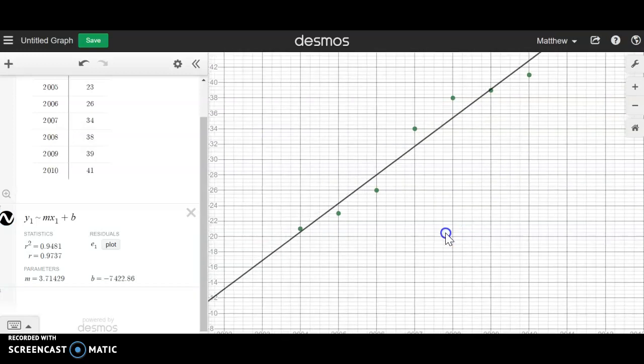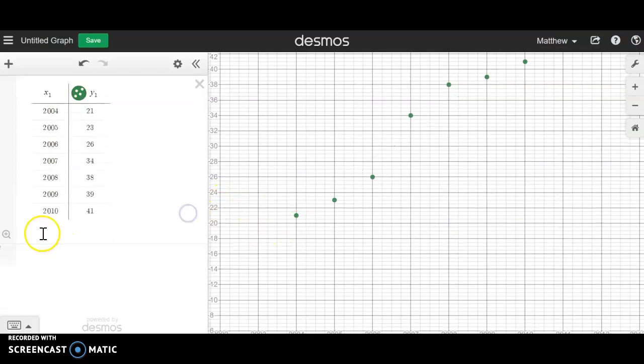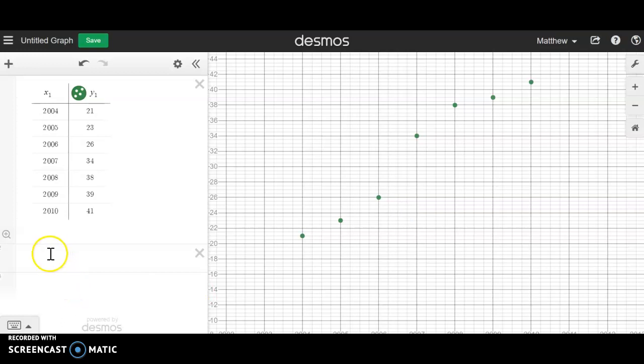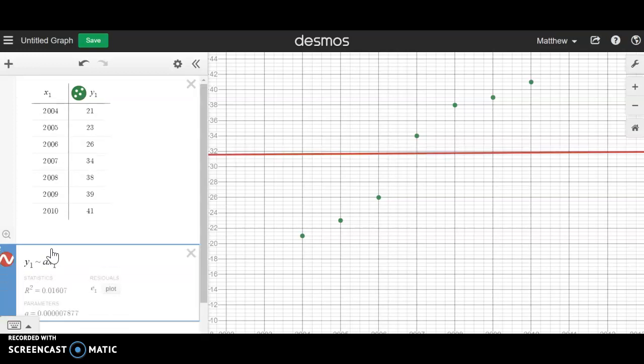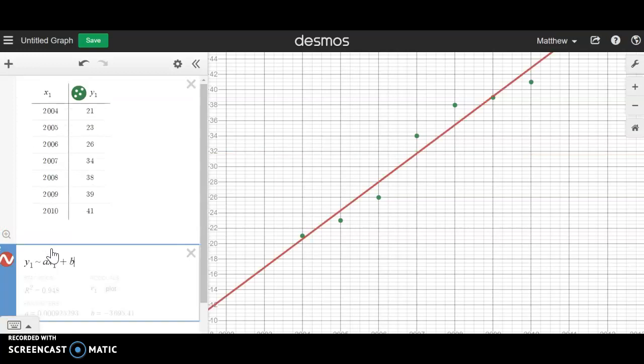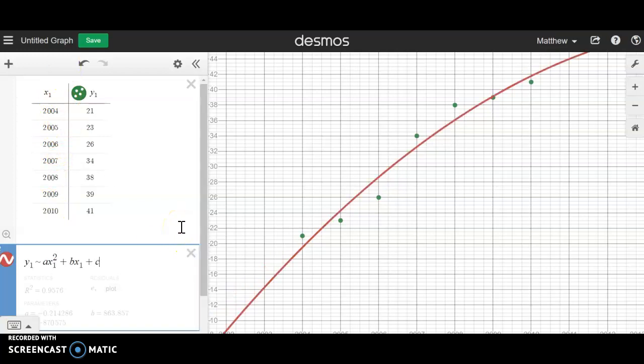Okay, one last thing, we're going to do a bonus question. I want to show you how to do a quadratic regression because sometimes a quadratic fits a set of data better than just a straight line. Our command is y1 tilde ax1 squared plus bx1. The x1 tells it to get the numbers from this table, plus just c. Great.